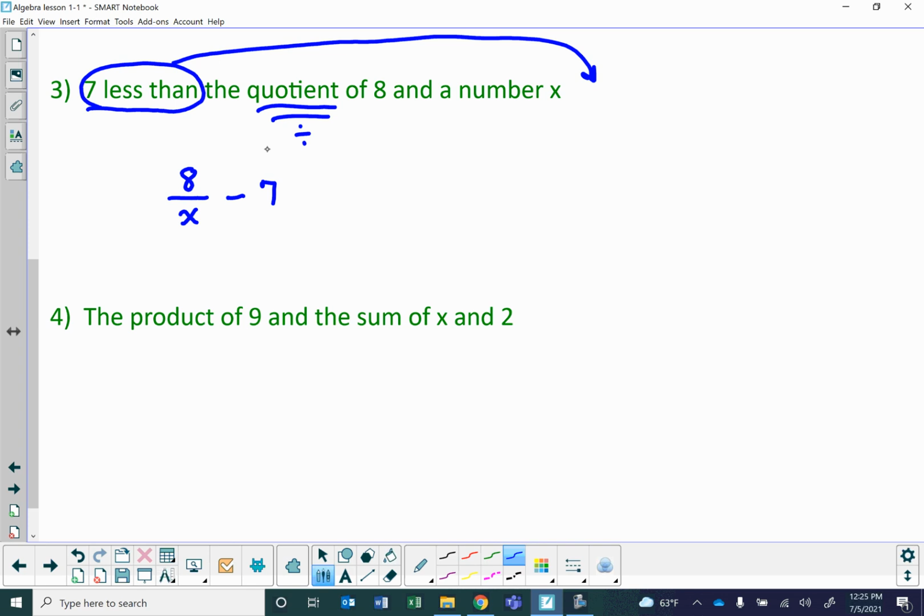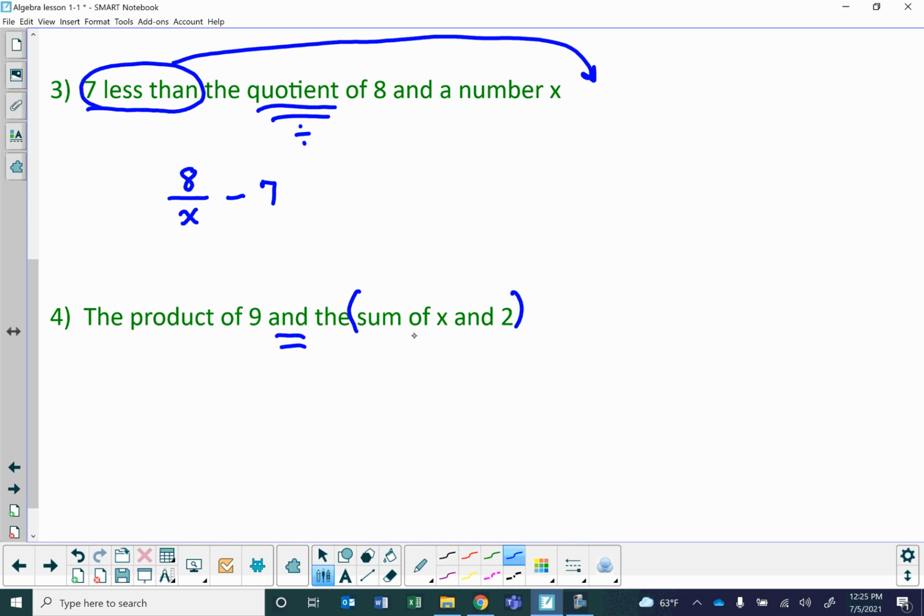Number 4, the product of 9 and the sum of x and 2. The product of 9 and the sum. This word "and" here is a conjunction in English. It means this sum of x and 2 literally has to come first, and then we're going to multiply that by 9.